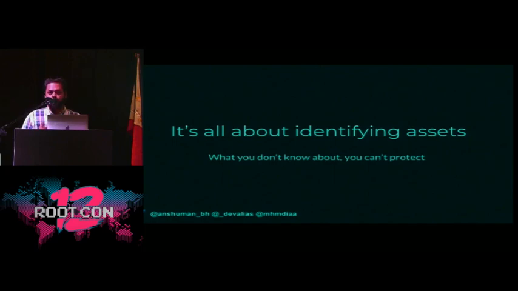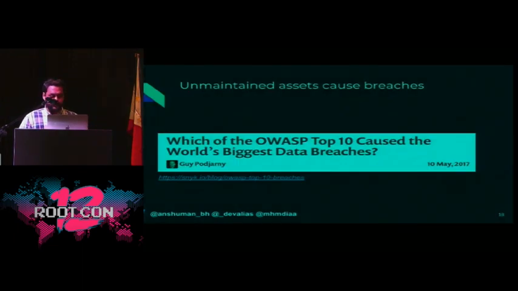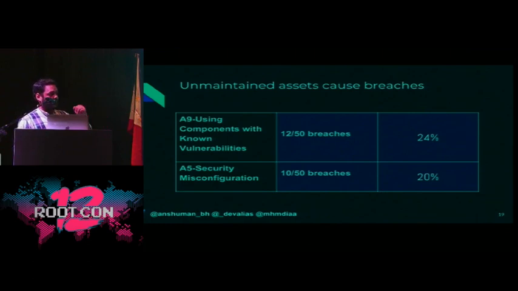You should know what your assets are, because if you don't know them, there's no way you can try to predict them or make them more secure, right? This is just basically a survey that OWASP did, asking which of the OWASP Top 10 caused the world's biggest data breaches. This shouldn't be surprising, but almost 50%, you can see 24% using known components and 3% using security misconfiguration.